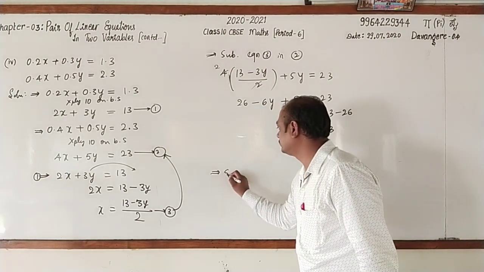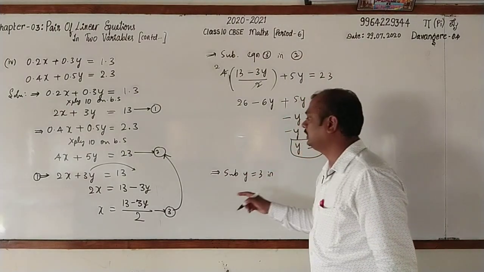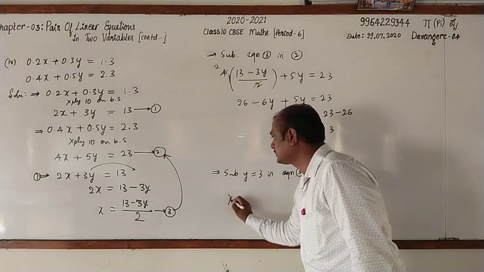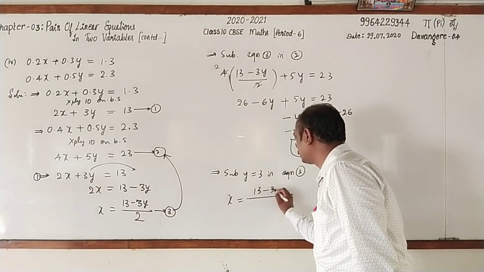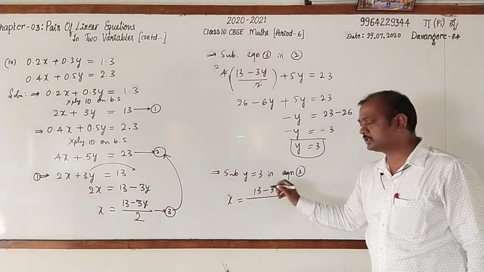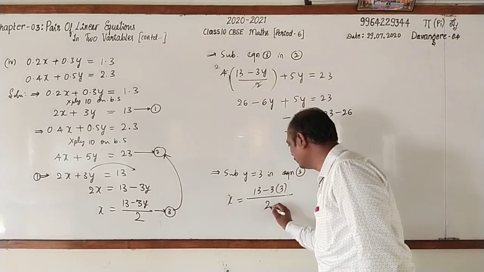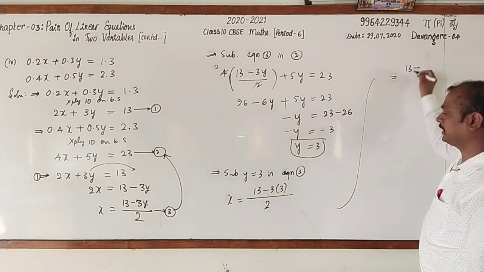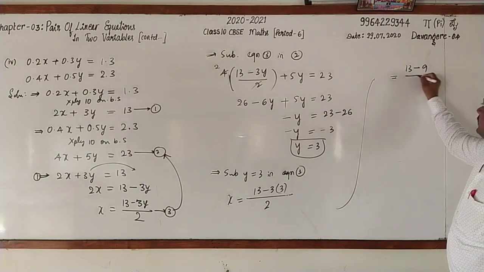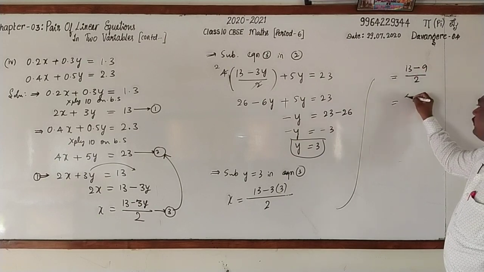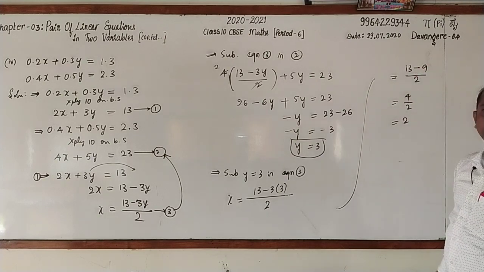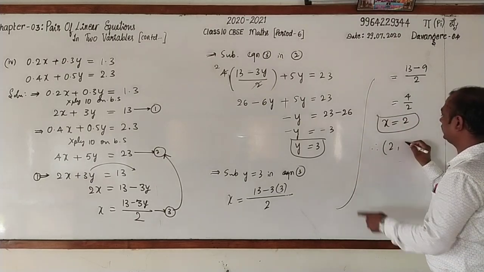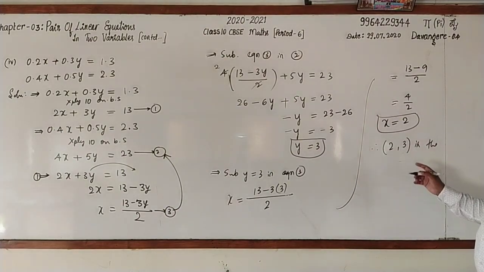Then substitute y equal to 3 in the third equation. Third equation is x is equal to (13 minus 3 into y) by 2. What is y? This is 3. And here I'll continue. It is equal to (13 minus 3 3's are 9) by 2. 13 minus 9, 4. 4 by 2 is 2. X is equal to 2. Therefore, x equal to 2 and y equal to 3 is the required solution.